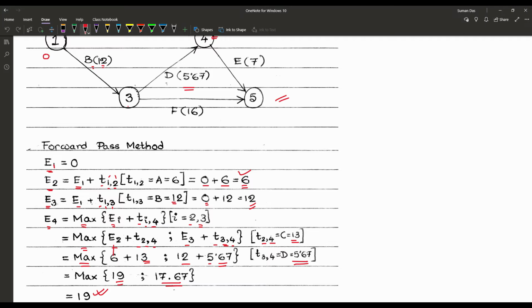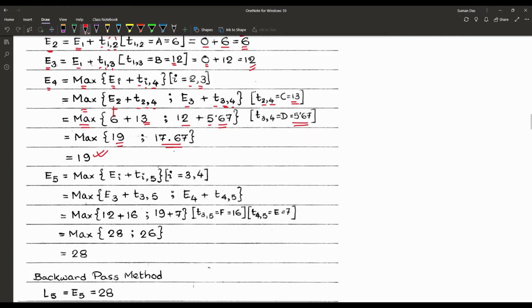Now we have to calculate E5. When we are calculating node 5, we can see that from 3 and 4 these two nodes are reaching node 5 through the activities F and E, and their respective durations are 16 and 7. So when we are finding E5, that means maximum of Ei plus Ti to 5, and the i's are 3 and 4. So maximum of E3 plus T3 to 5 and E4 plus T4 to 5.